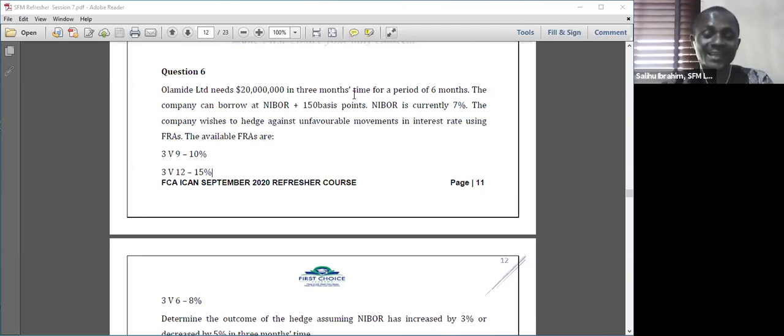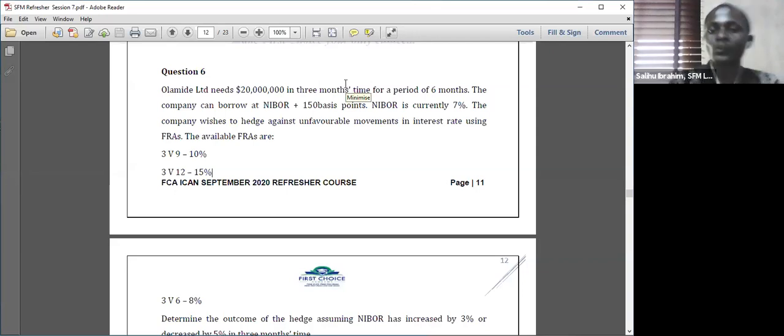So what I'm trying to bring out here is that the total borrowing rate of a company is the risk-free rate plus what? Plus the basis point. Now, nobody will hedge your basis point. What you are hedging is the NIBOR, which is the base rate. We call it the base rate. It is only the NIBOR that you can hedge. Nobody is willing to hedge your basis point.